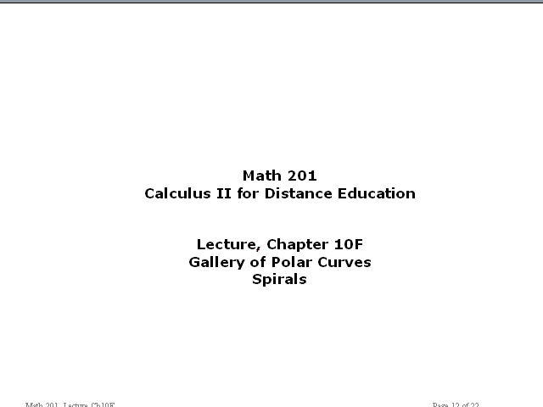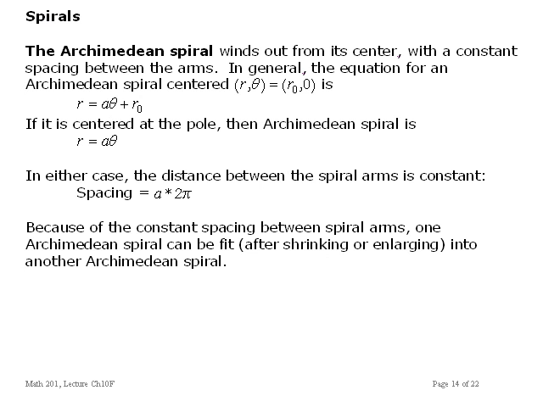This is lecture 10F on spirals. There are several different kinds of spirals. We'll look at three of them here. The first is the Archimedean spiral. The spiral is given by this equation. In general, R equals some constant A times theta plus R naught.